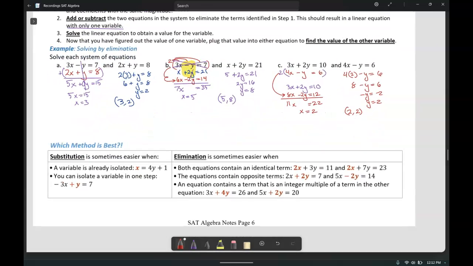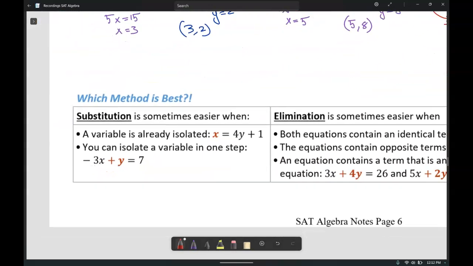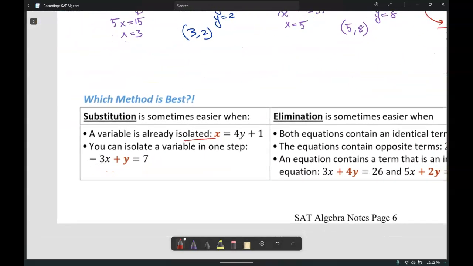Now, which method is best? Well, it kind of depends. It may be a matter of personal preference, or the equations may be set up in a way that is more beneficial to one method or the other. Substitution is sometimes easier when one variable is already isolated, or it's very easy to get the variable isolated. If I notice one of my variables has a coefficient of 1, substitution might be the way to go.